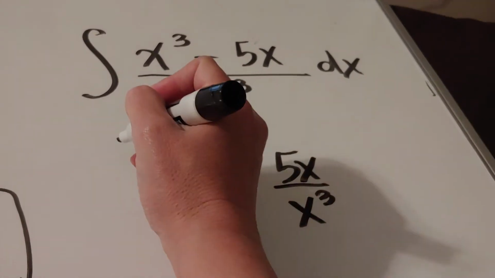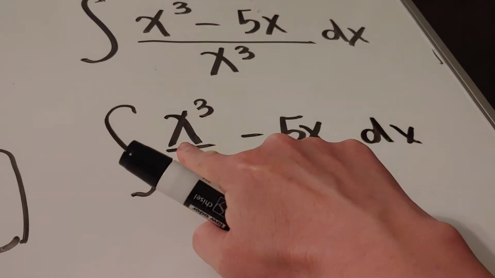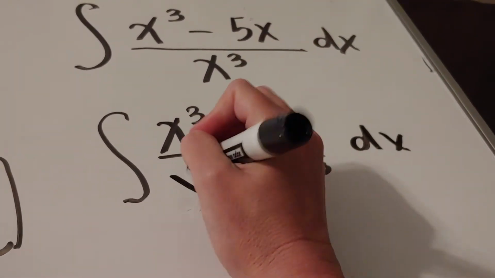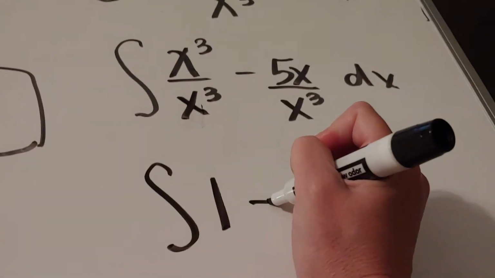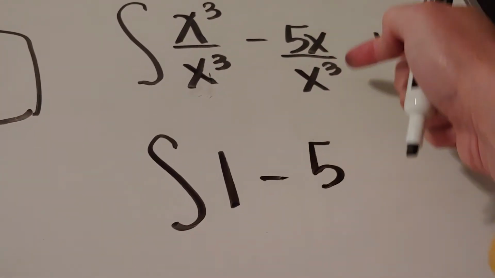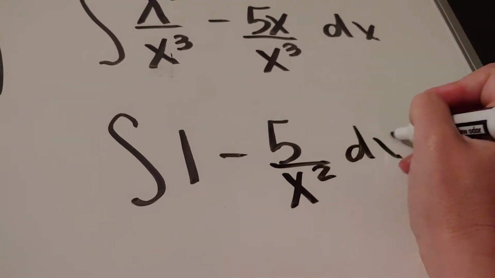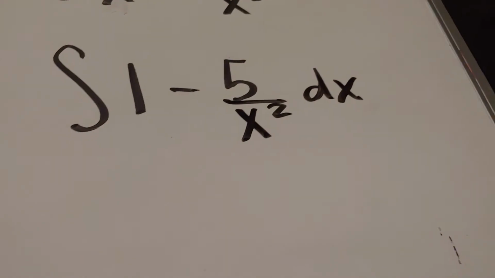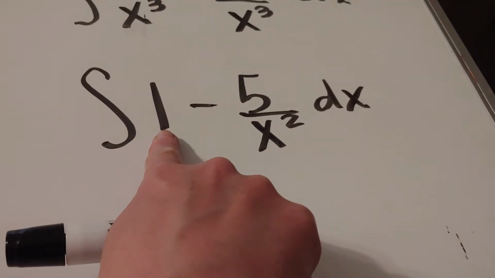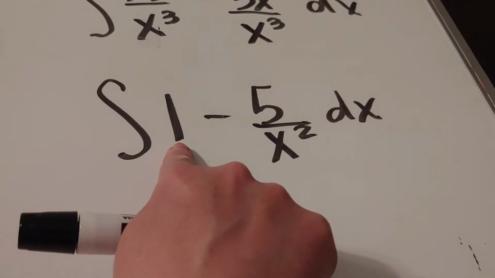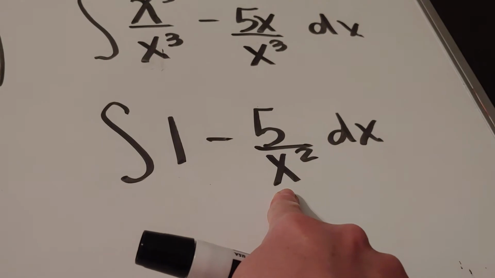Now, I haven't integrated yet. Okay, so x cubed over x cubed, that is just 1. This would be 5 over x squared. All right, we're getting closer to being able to integrate. Okay, the reason why I say closer is that we could integrate this with our new rule. If you just have a constant, when I integrate this, I'll get the constant times x. But this one I need to rewrite.